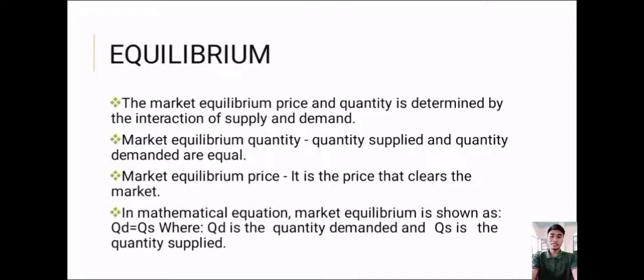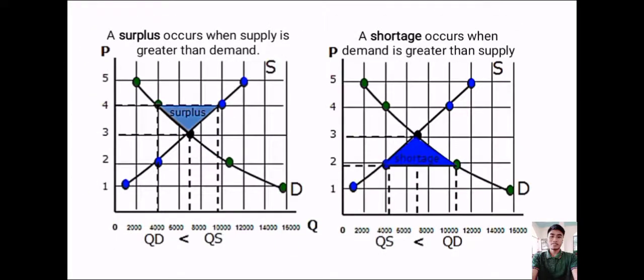Equilibrium. The market equilibrium price and quantity are determined by the interaction of supply and demand. Market equilibrium quantity: quantity supplied and quantity demanded are equal. Market equilibrium price is the price that clears the market. In the mathematical equation, market equilibrium is shown as QD equals QS, where QD is the quantity demanded and QS is the quantity supplied. The graph shows that a surplus occurs when supply is greater than demand, and a shortage occurs when demand is greater than supply.